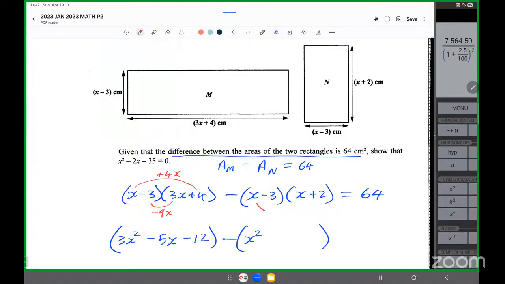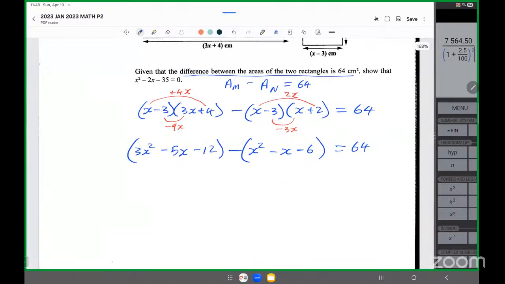Again, it's the near product and the far product. The near product is minus 3x, and the far product is x times 2, that's 2x. So 2x minus 3x is negative x. So the middle term becomes negative x here. And then minus 3 times 2 for the last term is minus 6. And that's equal to 64.